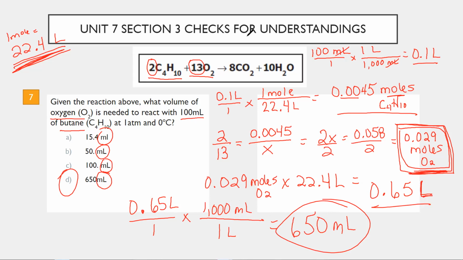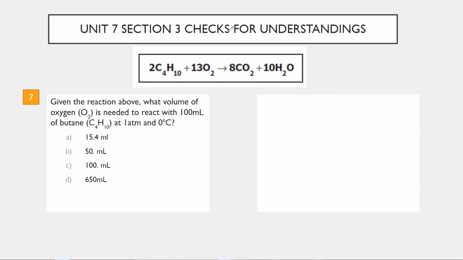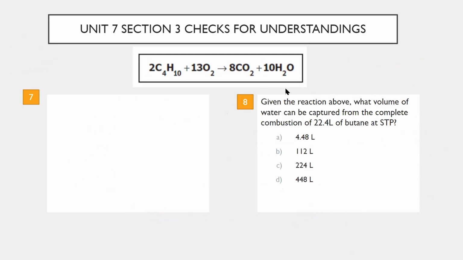All right, clear that out. Let's move on to number 8. All right. The reaction above, still working with the same one. What volume of water can be captured? All right, so we are now looking at water from 22.4 liters of butane. So we're looking at butane and water.